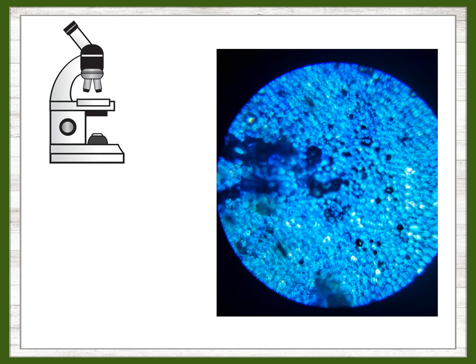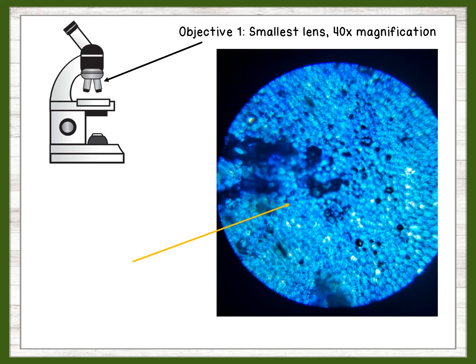We will start with the smallest objective, or the smallest of the 3 lenses at the bottom of the microscope. Starting at the smallest objective lets us find the specimen and bring it into focus before we enlarge it. But even at the smallest of magnifications, we can already see the cells.